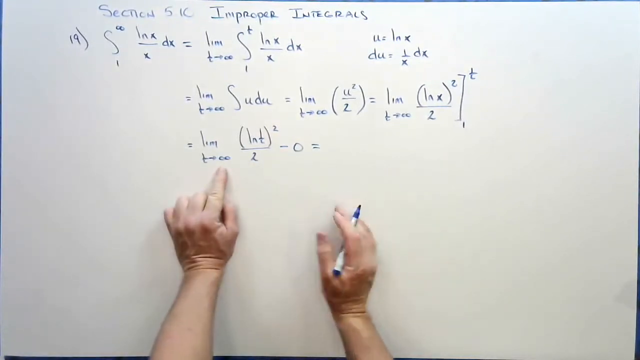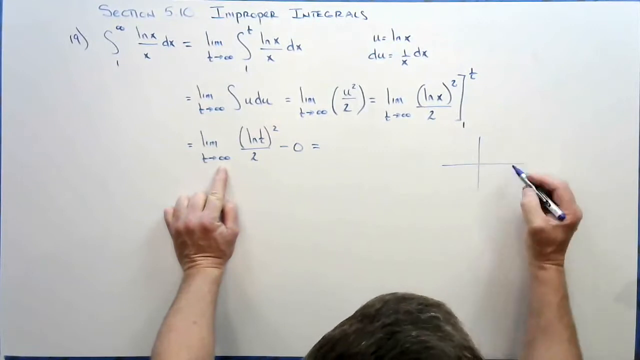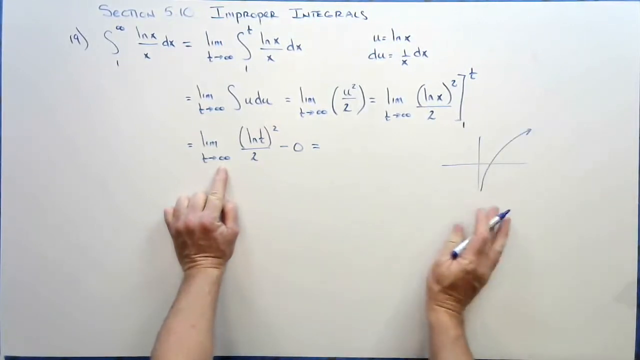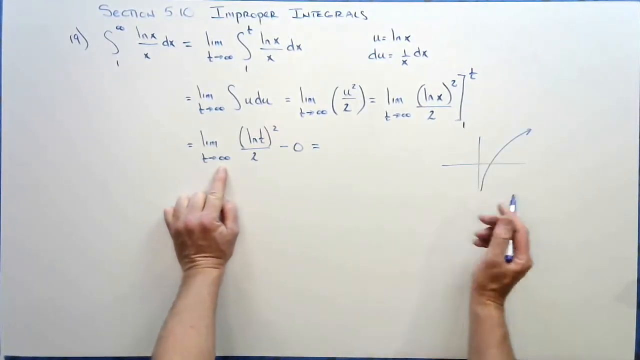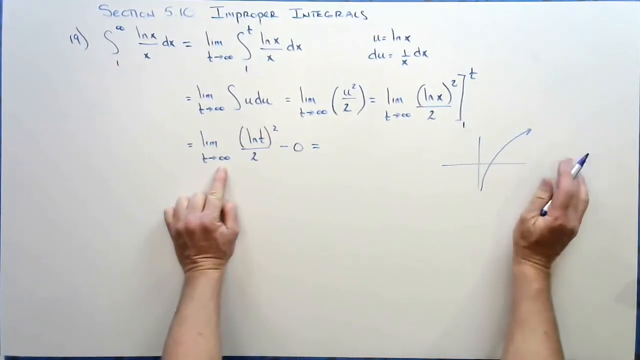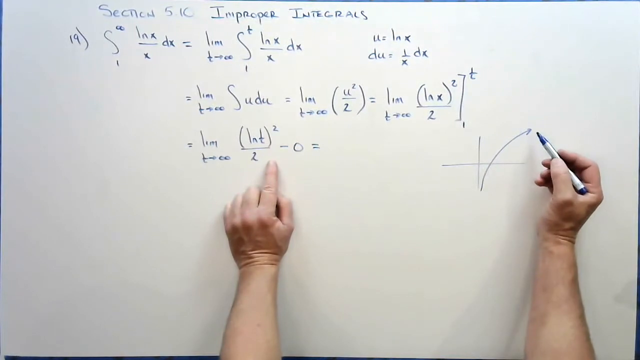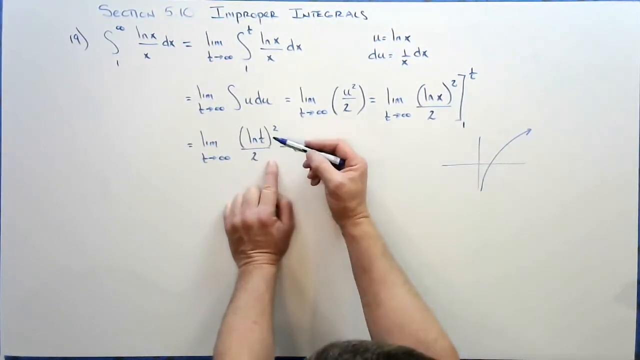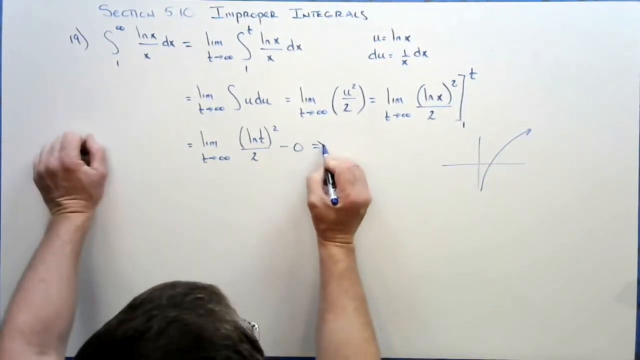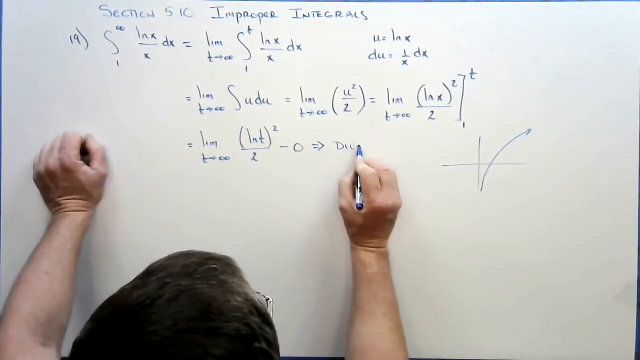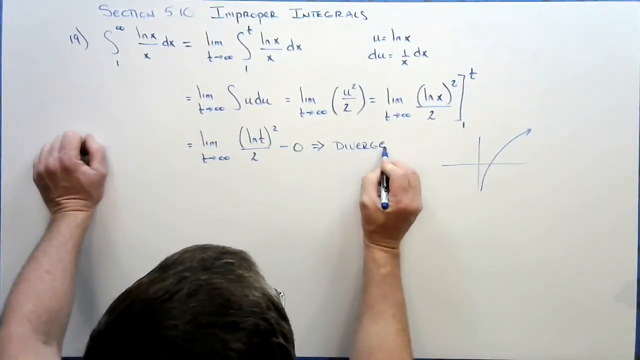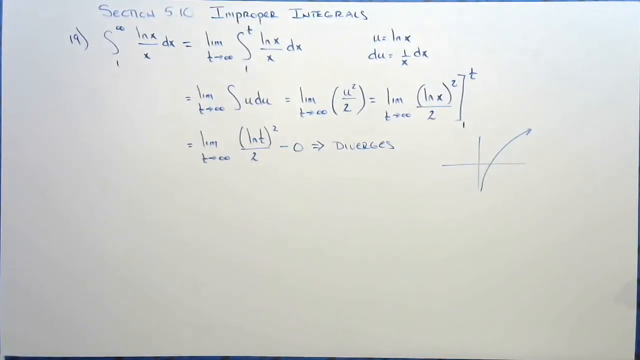Well, as t goes to infinity, the graph of the natural log looks like this. It's increasing. It's strictly increasing, right? It's monotonic. It increases as we go to the right. So as t goes to infinity, the natural log of t goes to infinity. So this is infinity squared over 2. That means that this integral diverges. Remember, if we can't get a finite answer, then the integral diverges. Okay? Again, I'll pause this, erase, and be right back with you.